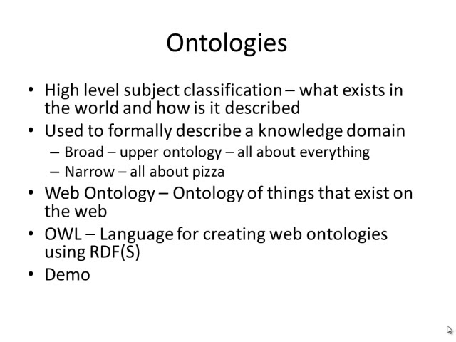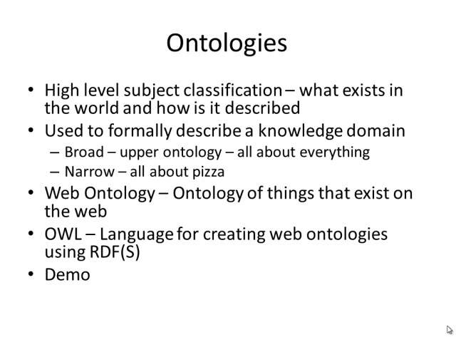It usually formally describes a knowledge domain. It's a way of talking about a specific area of knowledge. It can be broad if you want to know all there is to know about everything. That's sometimes called an upper ontology. Most ontologies are narrower than that, so we might have an ontology that just describes pizza, and it tells us everything we need to know about pizza, all the different objects that comprise a pizza, how they're related, what their names are, and so on, and that would be an ontology. Now, of course, a web ontology is an ontology of things that exist on the web. That's probably easy enough to figure out.